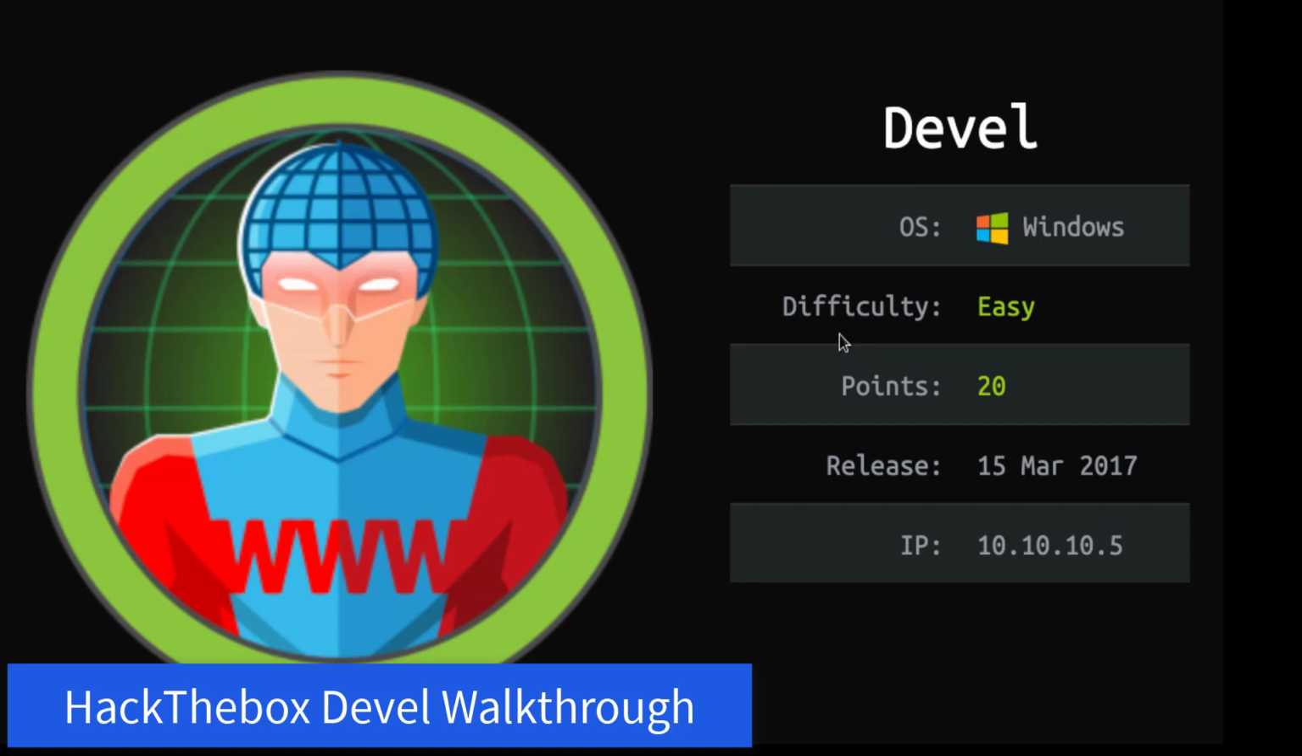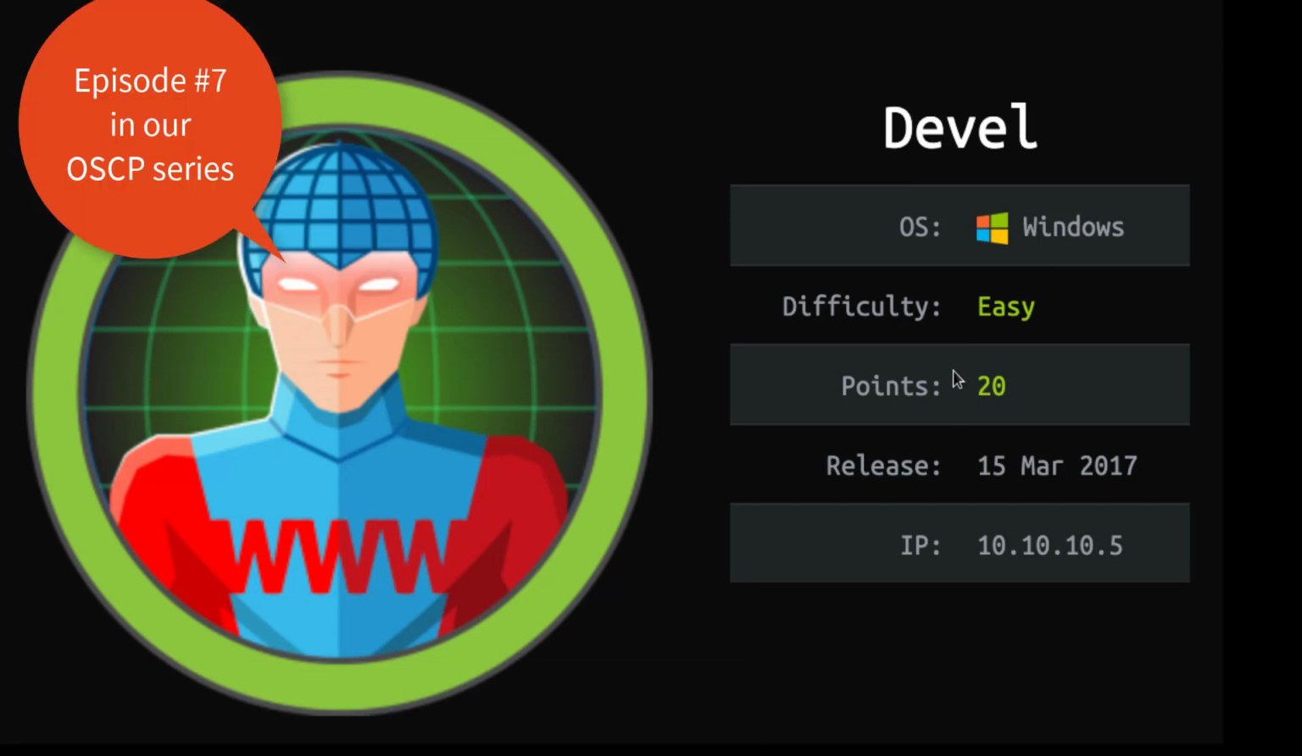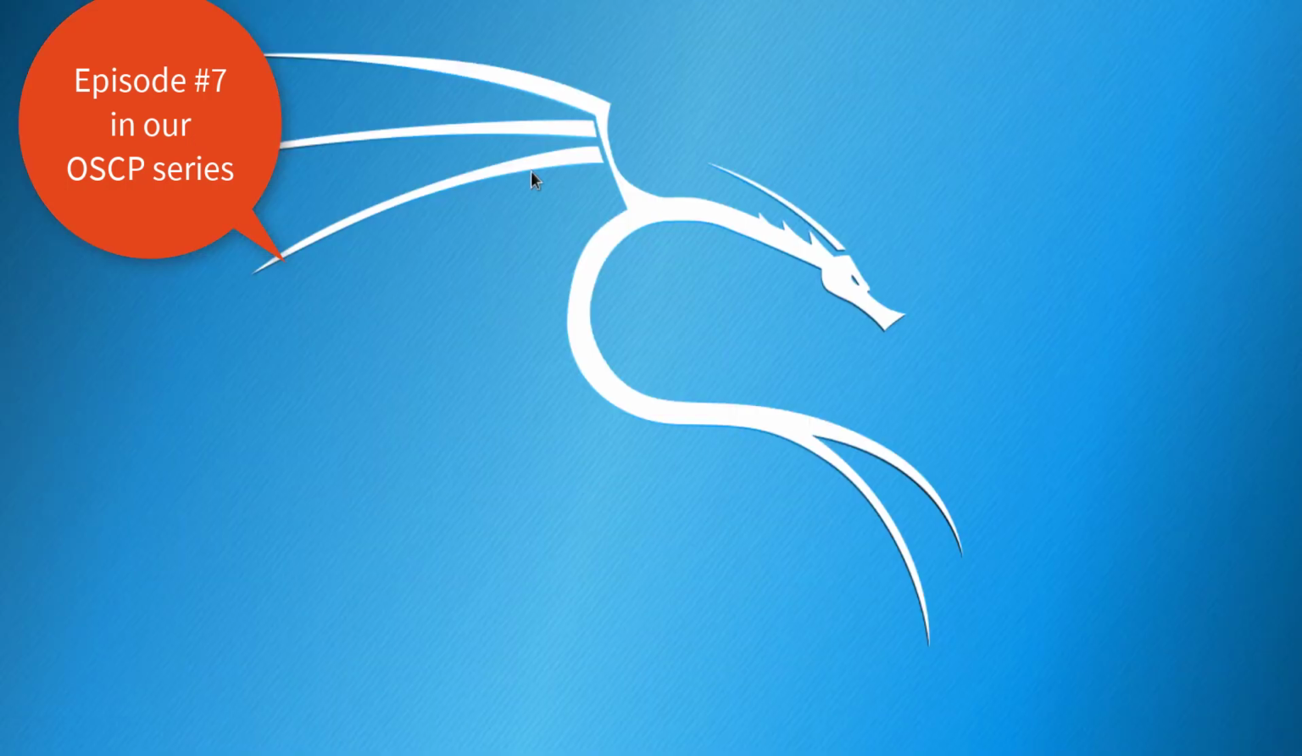Devel is a HackTheBox machine and it's very easy. As you can see, it has 20 points. I'm not going to be using Metasploit because it's too easy. I want us to learn to exploit machines manually without Metasploit. So this machine will not be using Metasploit at all. We'll be attacking it manually. Without wasting time, let's go and find our machine.